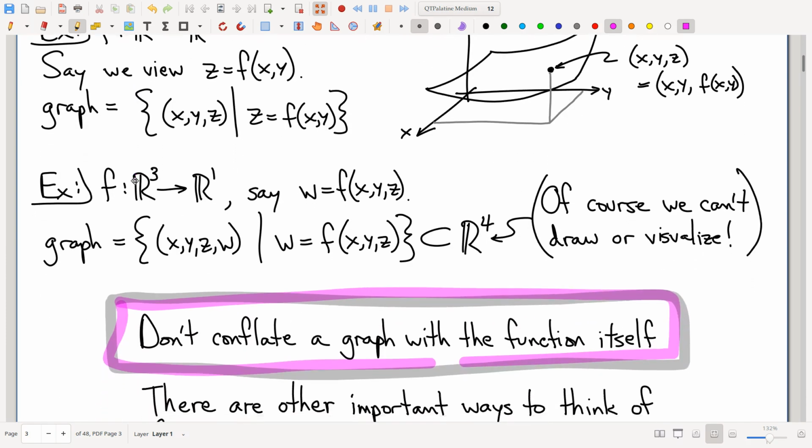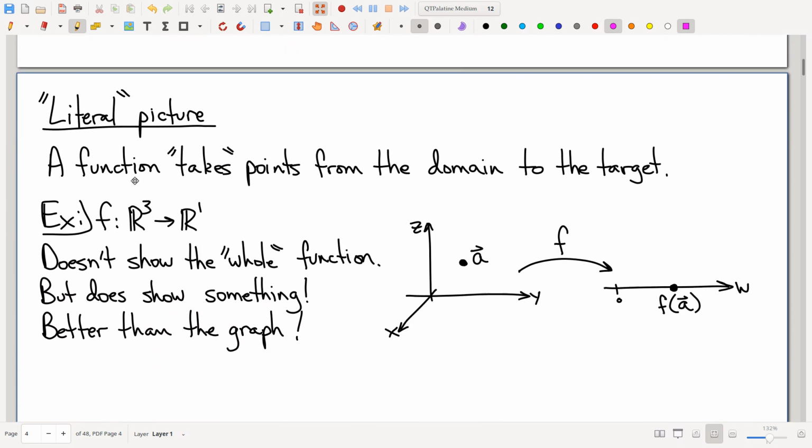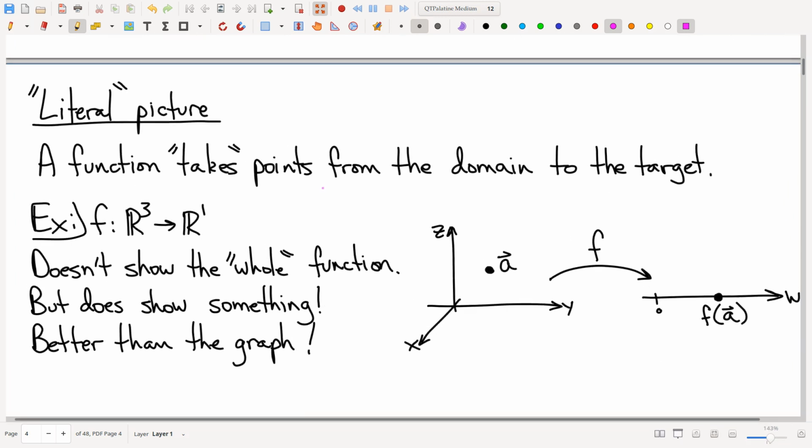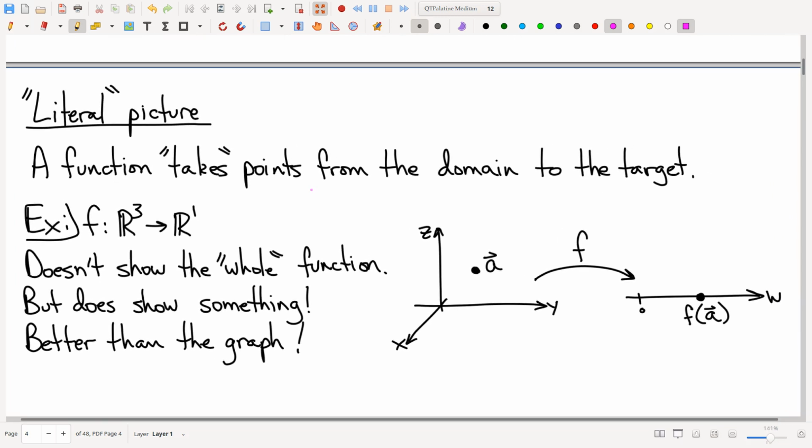Okay, so let me show you another kind of picture. This is, I think, a really good one. This is one of my favorites, even, and I have not seen an official name given to it anywhere that I recall. So I'm just calling it the literal picture. I think I made that up. I don't know. I may have. It's possible that this is a distant memory that I don't even recall where it came from, that I saw who knows how long ago.